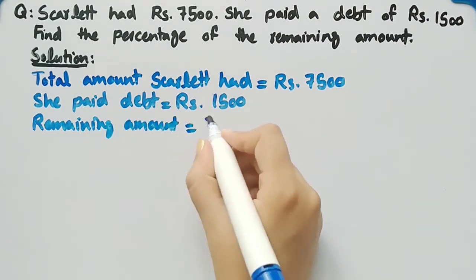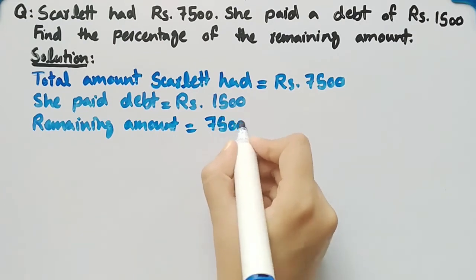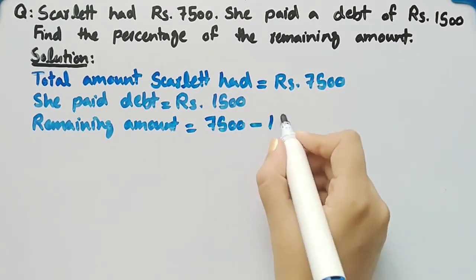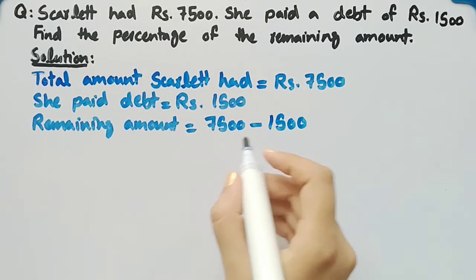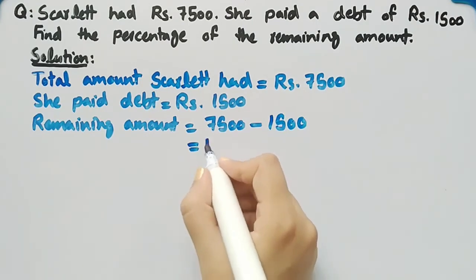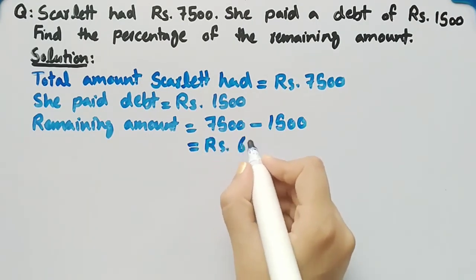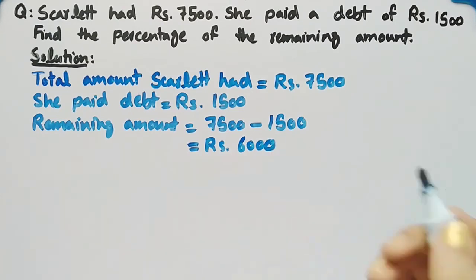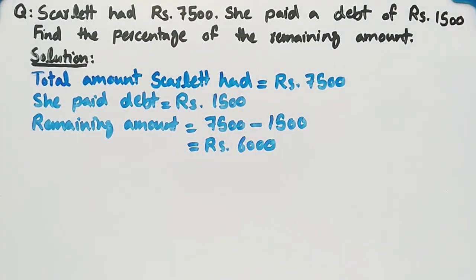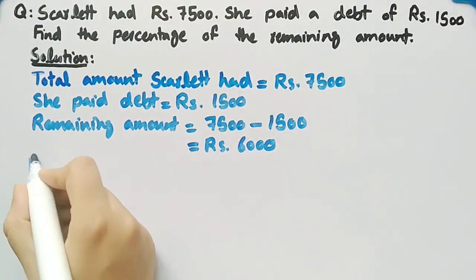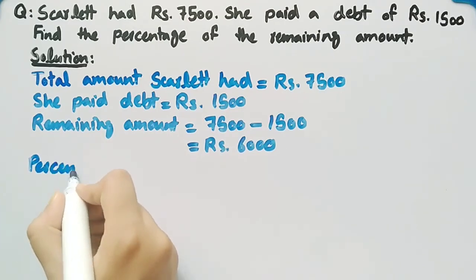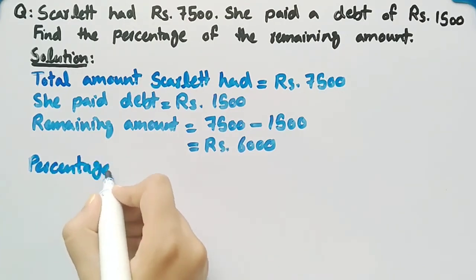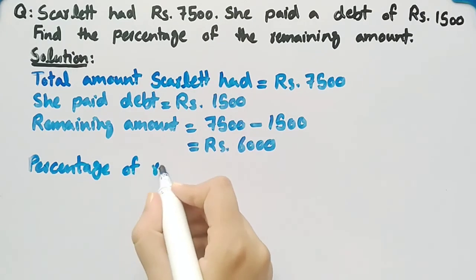which will be 7,500 minus 1,500, and it is equal to 6,000 rupees. Now we will find the percentage of remaining amount.